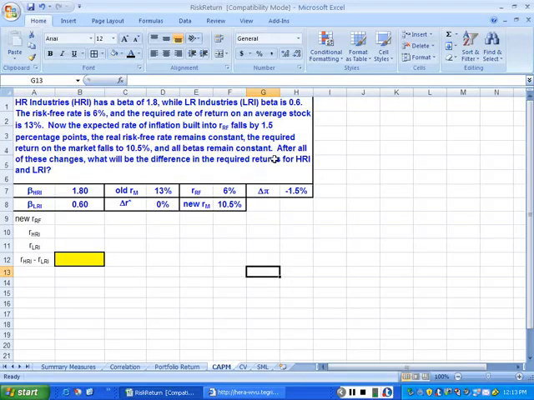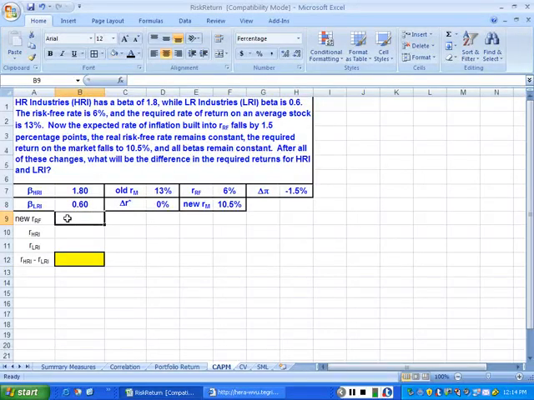So in other words, from that Fisher effect, what it's talking about is the risk-free rate is going to fall by the change in expected inflation. The required rate of return in the market falls to 10.5%, and all betas remain constant. After all of these changes, what will be the difference in the required returns for HRI and LRI?